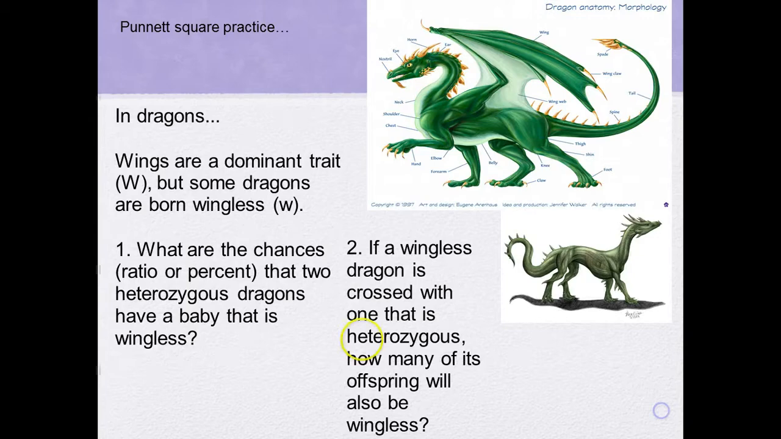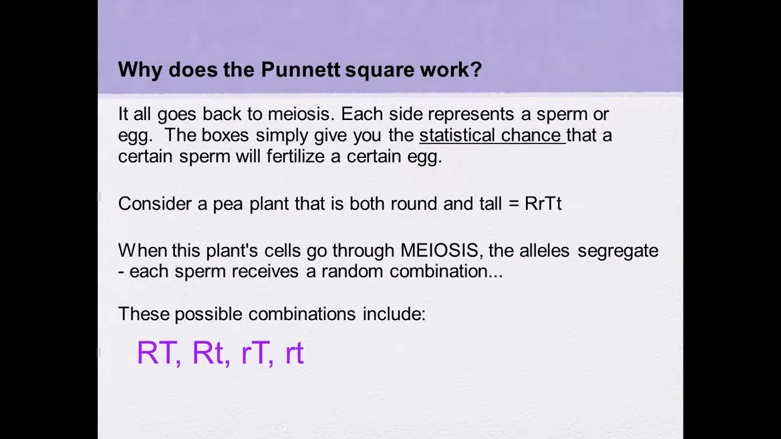Sorry about that. Let's go back into the presentation. So why does the Punnett square work? Well, it all goes back to meiosis. Each side of the Punnett square, the top or the side, represents either the sperm or the egg. The boxes simply give you the statistical chance that a certain sperm will fertilize a certain egg. Remember that the sperm is only going to have one of the alleles. Capital, lowercase, one of the two, not both.